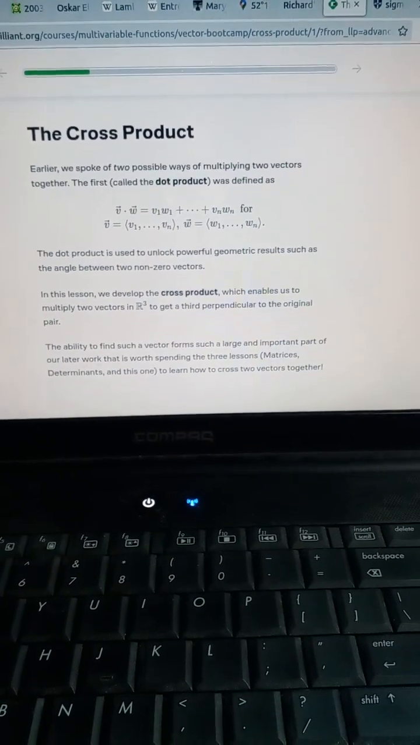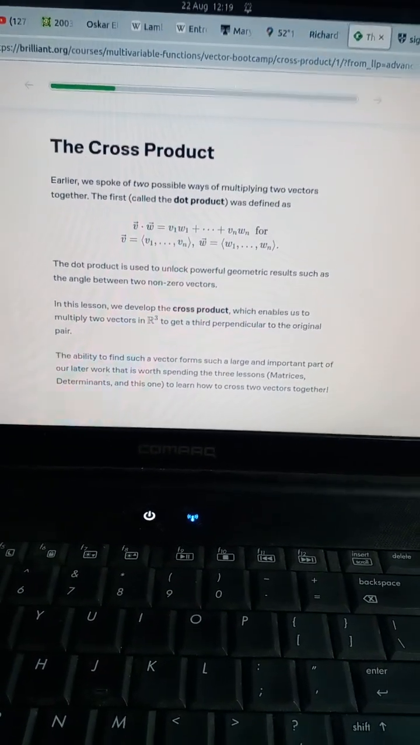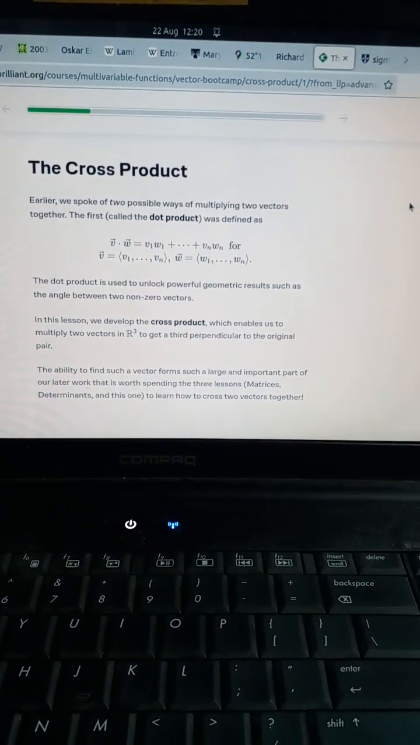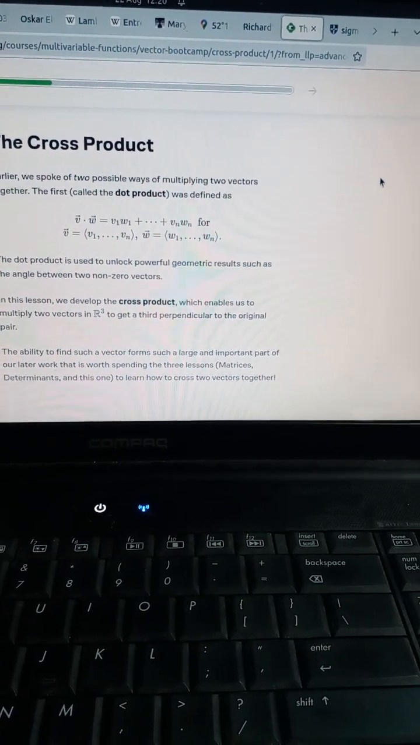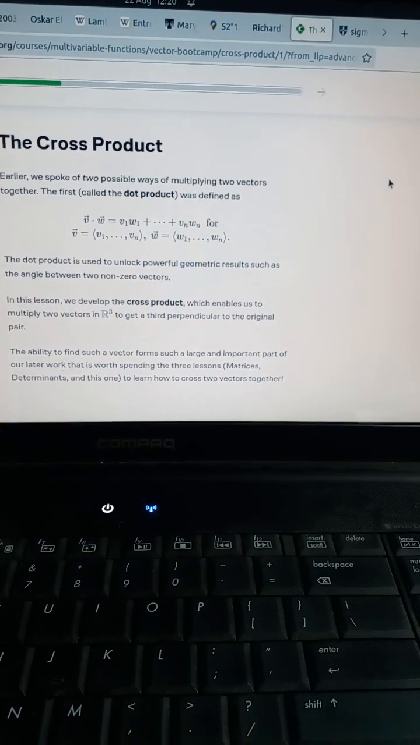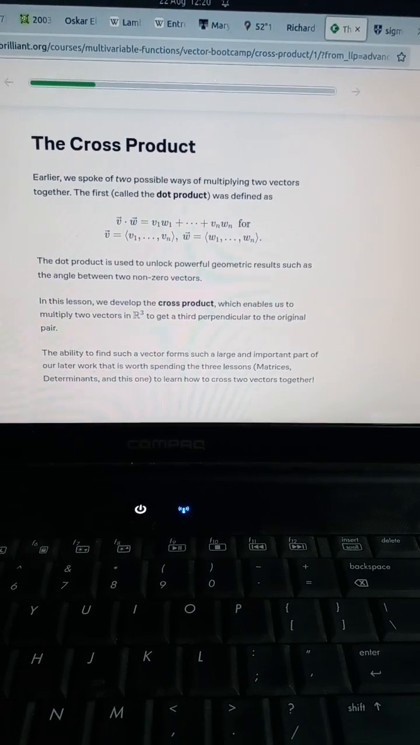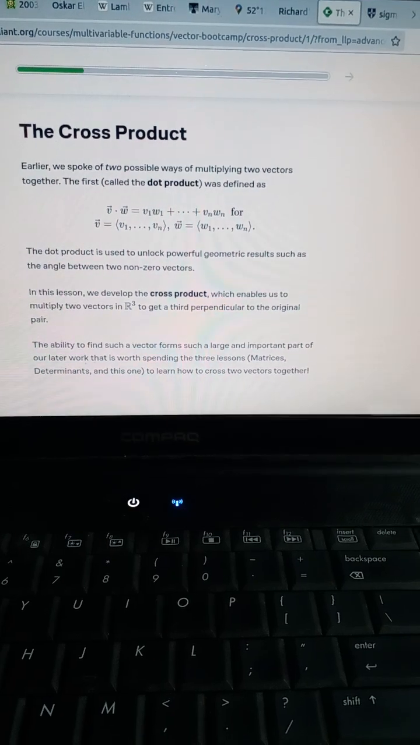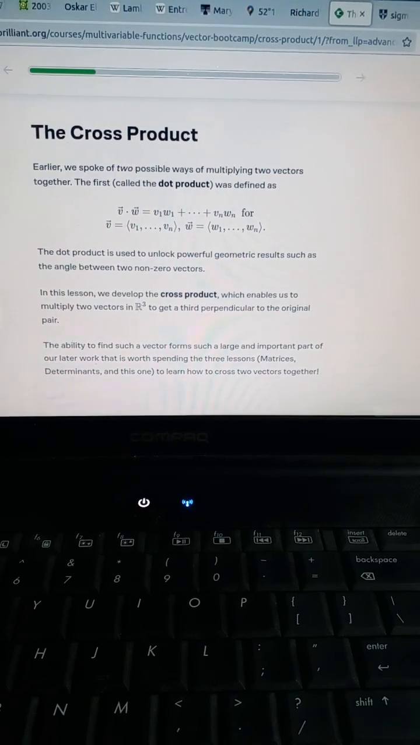This is Brilliant's course on multivariable functions, and it's just the introduction where they teach you some linear algebra so that you can do calculus in, well, I don't know if we're going to get that far, but so that you can start thinking about functions on spaces. And this is how they introduce the cross product.